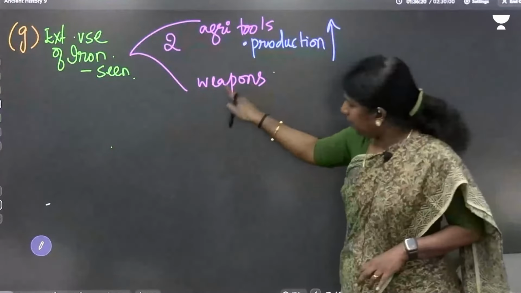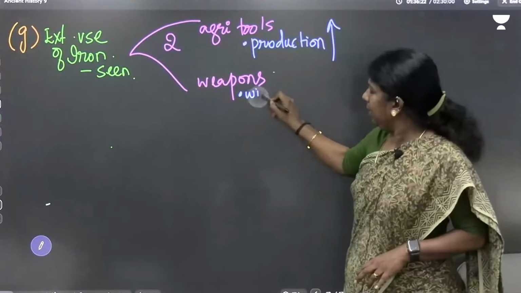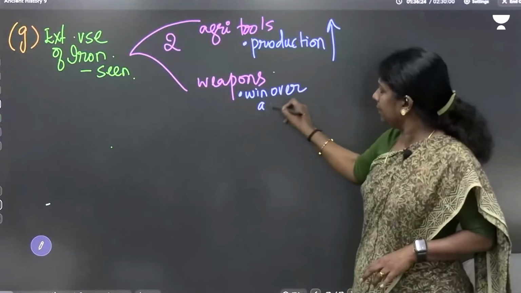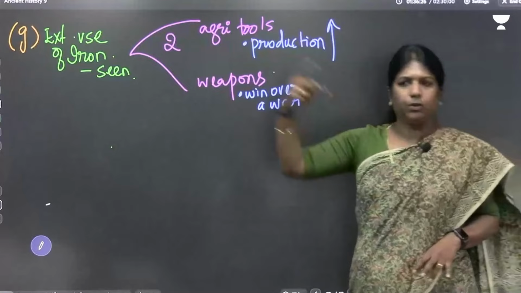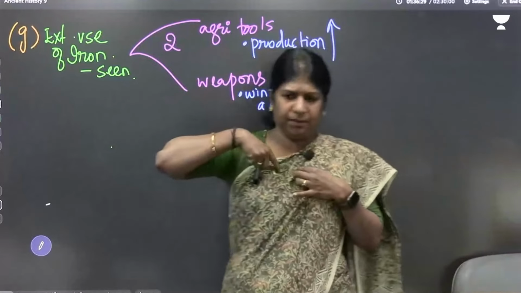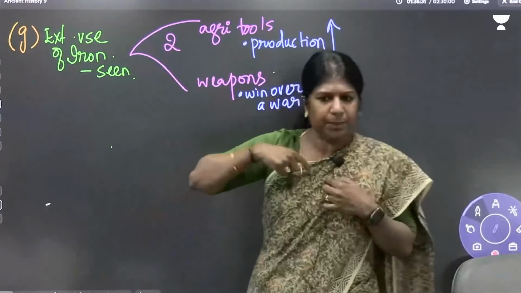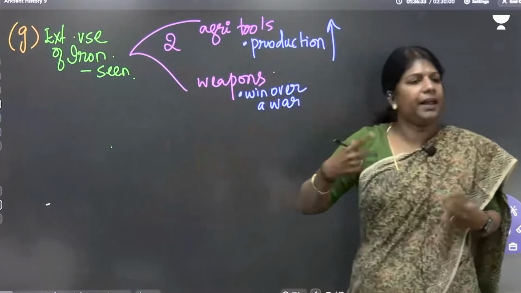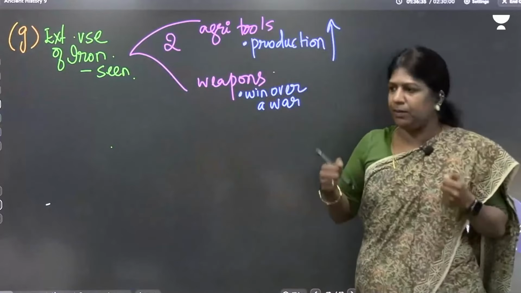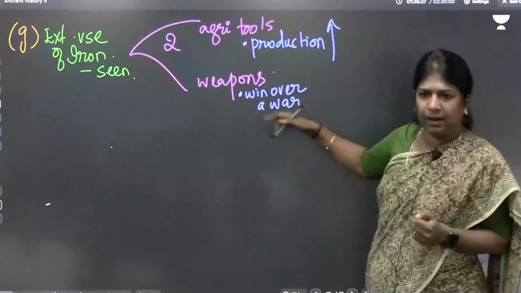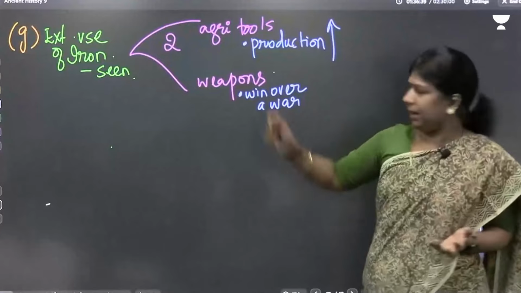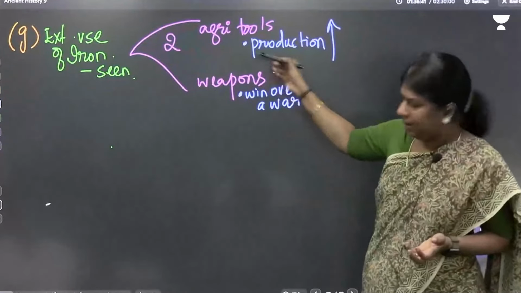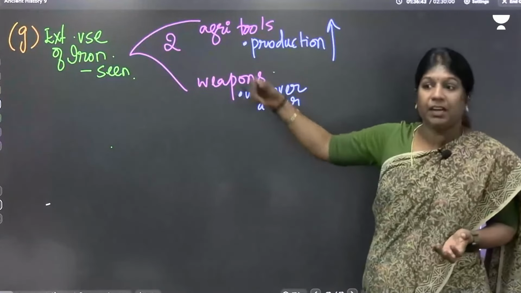Clear? When you have iron weapons, what will happen? Win over a war. Don't you think they'll have power? So you fight with a copper weapon, I fight with an iron weapon. Who will win? I will win because I have iron with me. So don't you think iron gives an edge? Iron gives me one superiority. So with iron, I am becoming big. Because agriculturally, I'm becoming big. Politically also I'm getting big, I'm winning lots of battles.